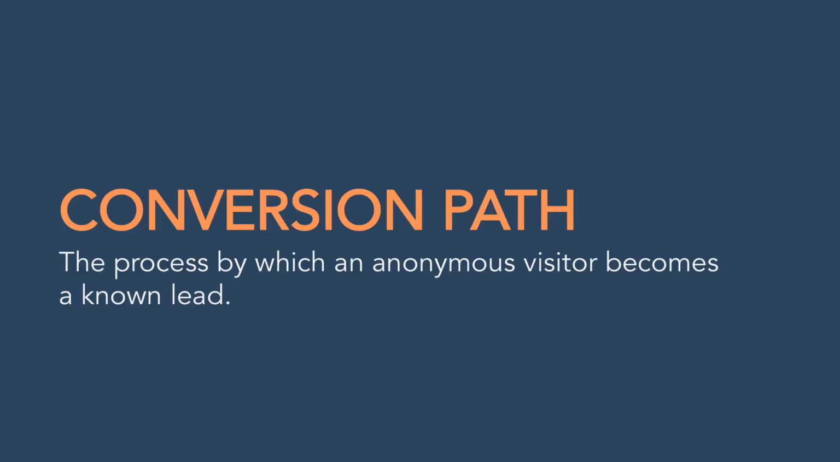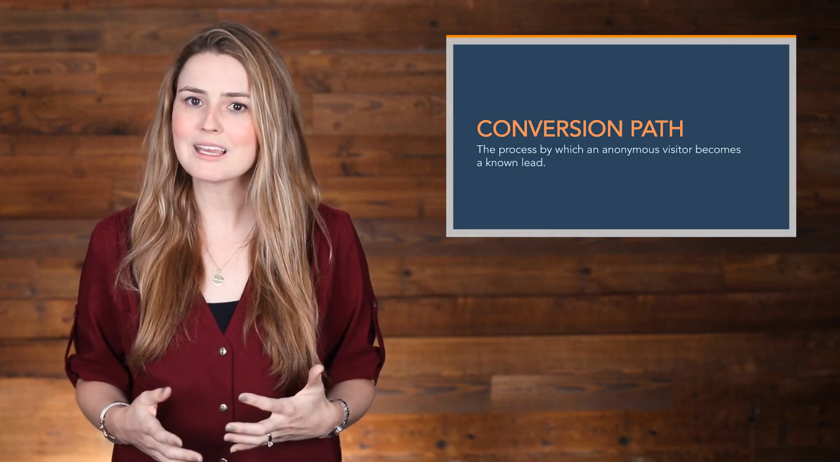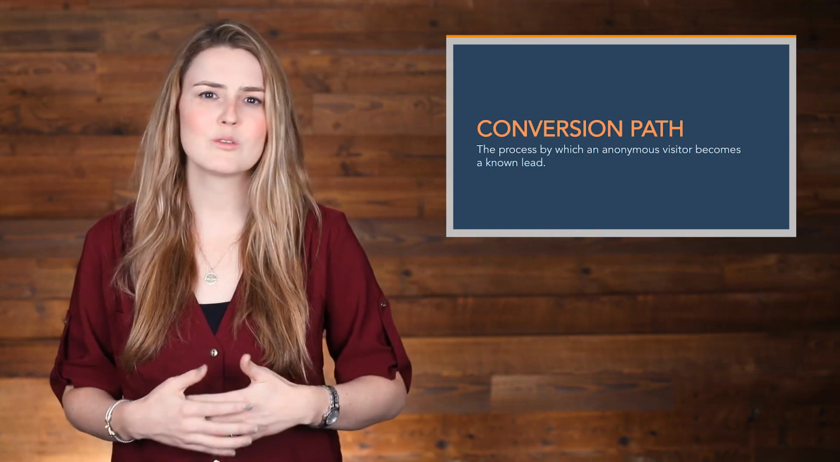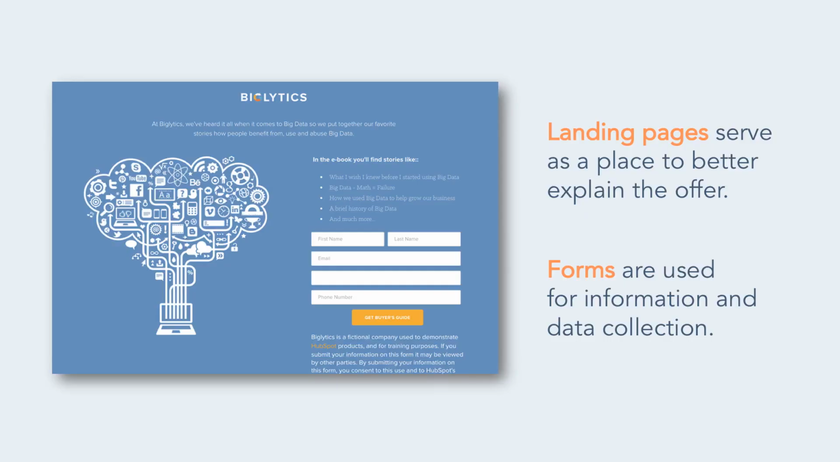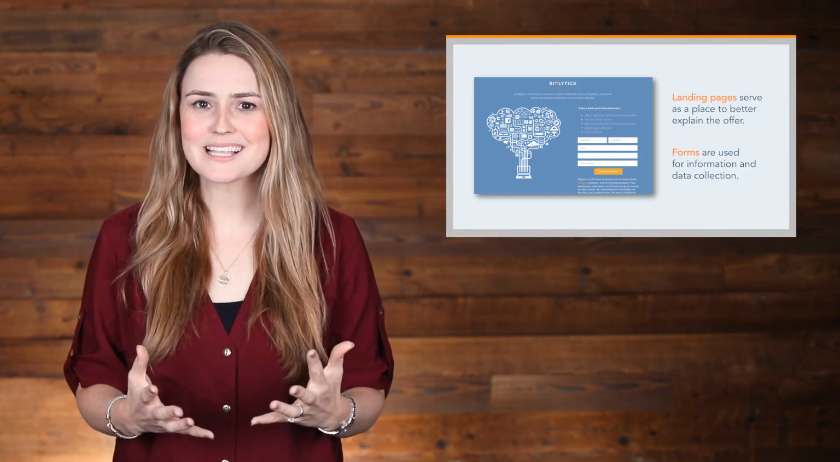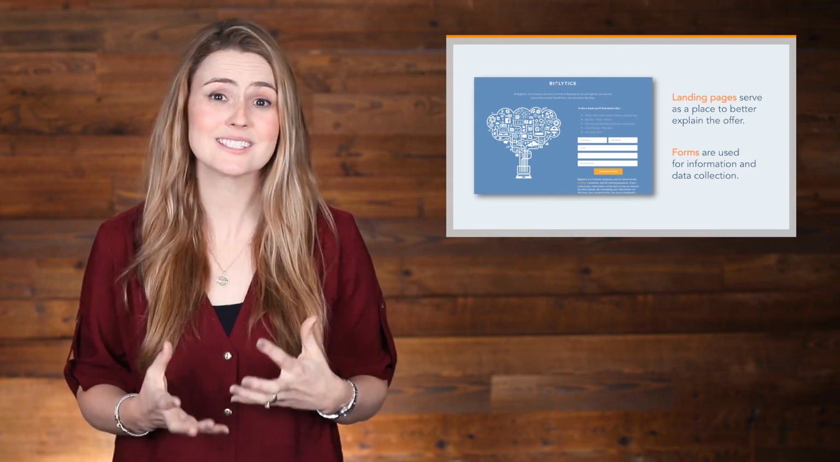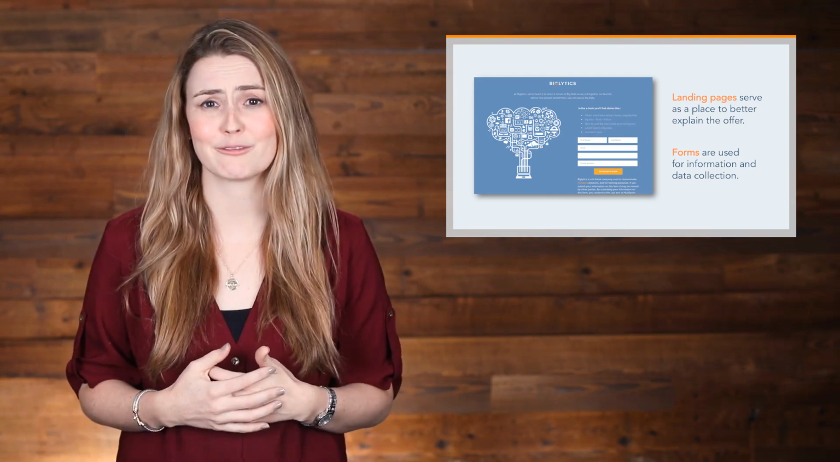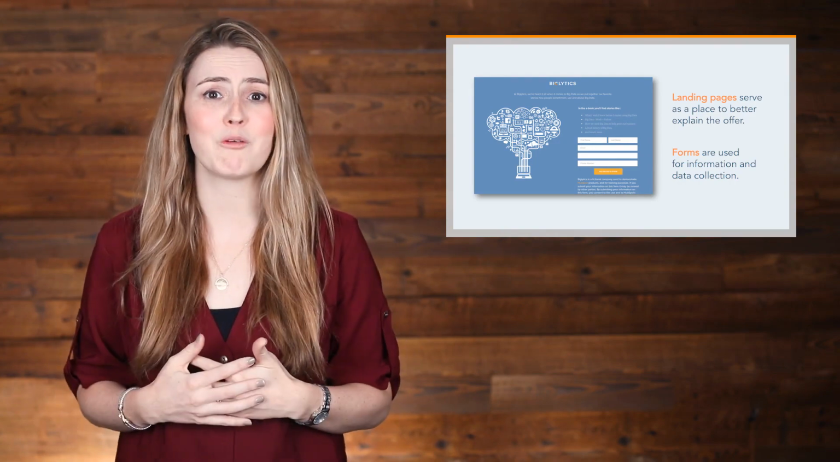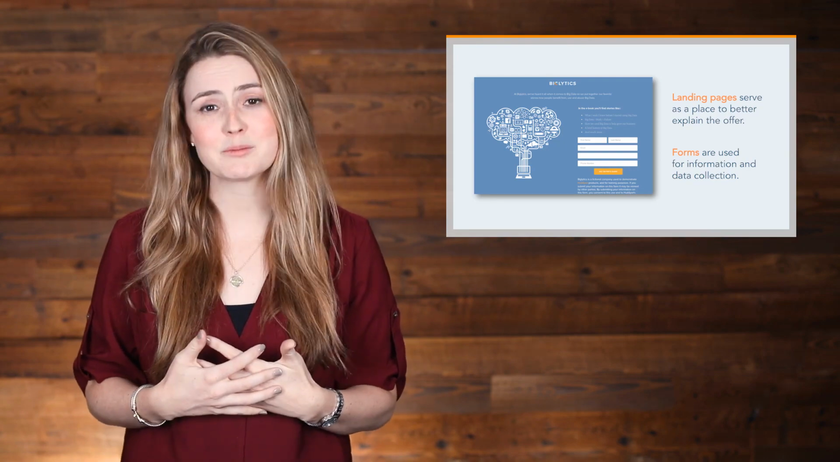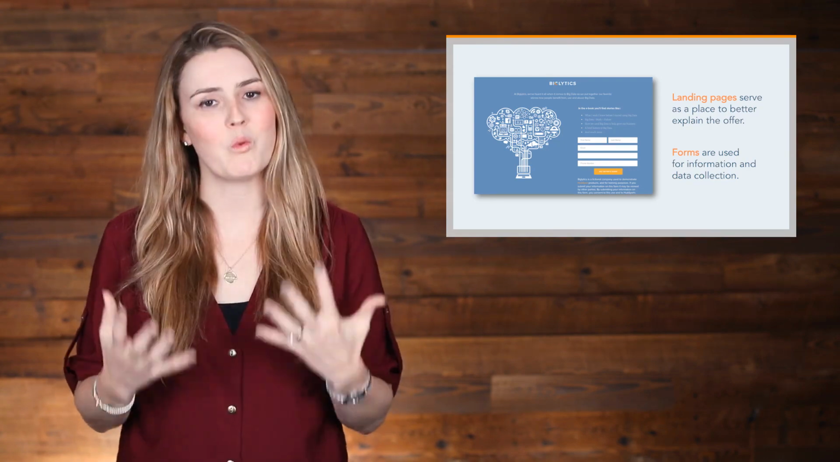A commonly used definition of a conversion path is the process by which an anonymous visitor becomes a known lead. For someone to become a lead, they need to provide their information. So this can typically be with a form on a landing page. The landing page serves as a place to better explain the offer and gives your visitor an opportunity to fill out the form without any distractions. Forms are a great tool for information and data collection. Now just make sure that your form matches the value. By this I mean if you're offering a small guide for someone that's in the awareness stage, you wouldn't want to require them to fill out 10 different fields within a form. But if they fill out the right form, then you can send them to an optimized thank you page or send them a follow-up email with that guide.